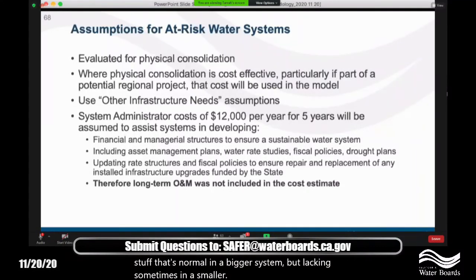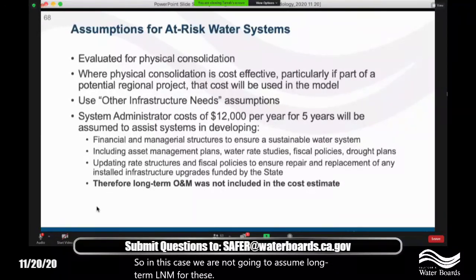In many cases, they'll need updated rate structures and fiscal policies to make sure that infrastructure is actually getting repaired and upgraded. And so this is kind of an interesting piece that we'll want to make sure that those systems are ready to move into the future and that their rates can support anything that they need in the future. So in this case, we are not going to assume long-term O&M for these particular systems.